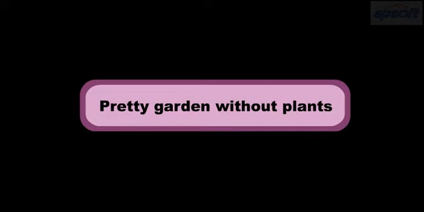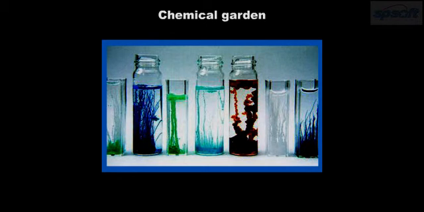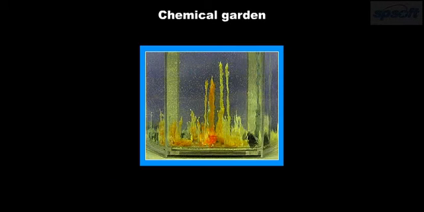A pretty garden without plants. Have you ever heard of a chemical garden? It consists of plant-like structures formed by dropping a seed crystal of a soluble metal salt into an aqueous solution of one of several anions.